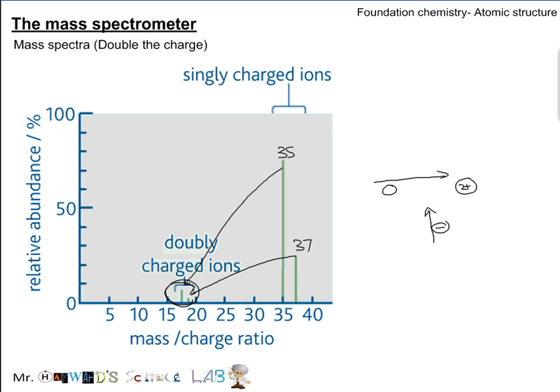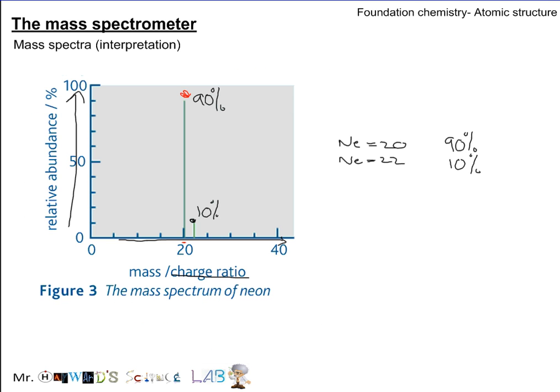They're less because obviously there's less doubly charged ions, that's about 5%. That's the peak you might see on some mass spectra. Now going back to our mass spectra of neon, from this information we actually work out the relative atomic mass of neon.